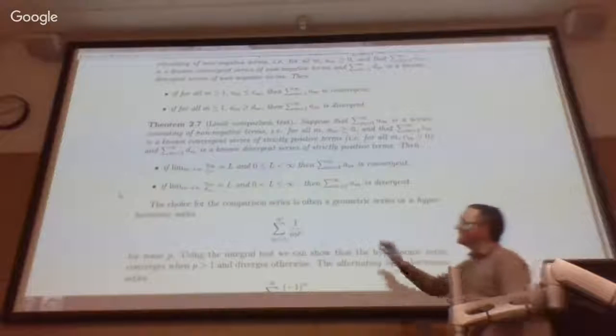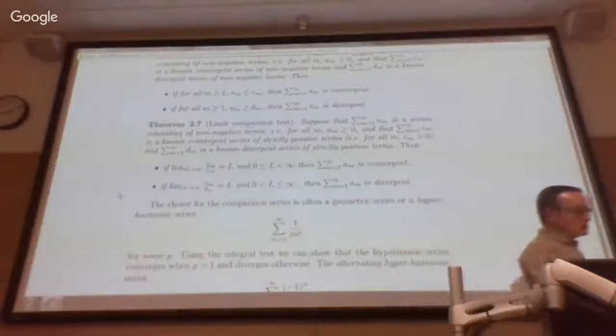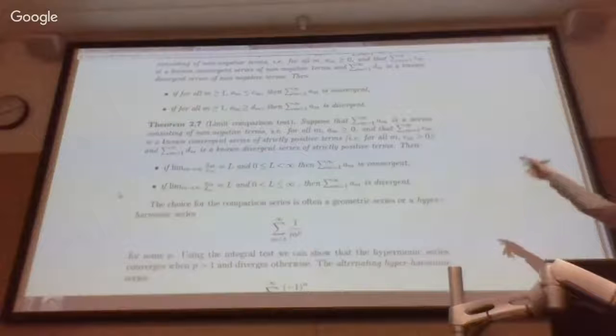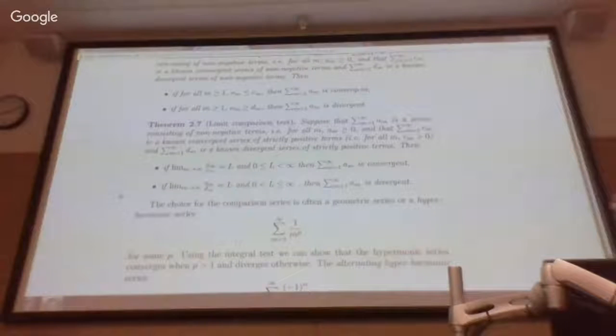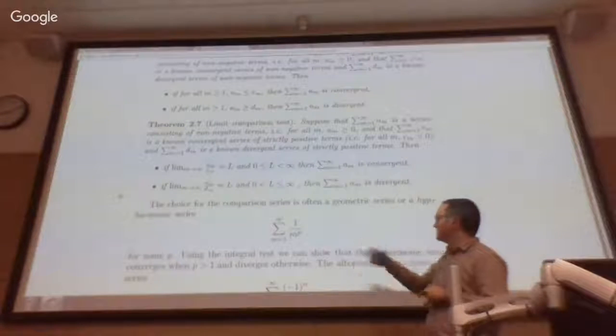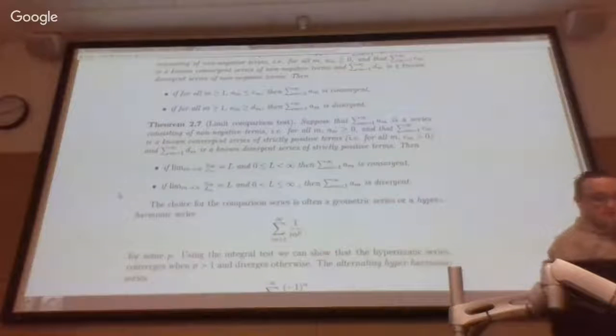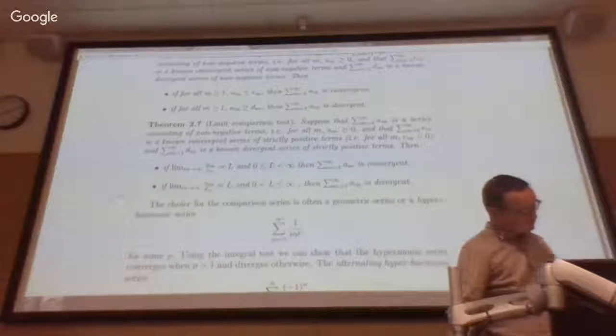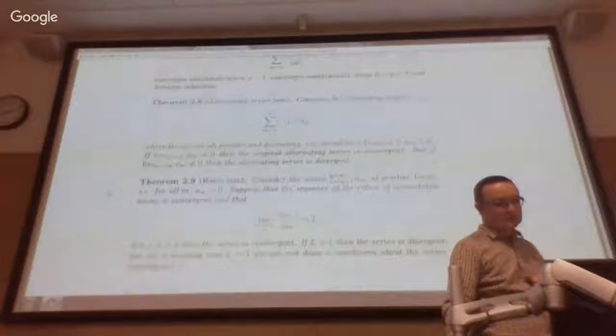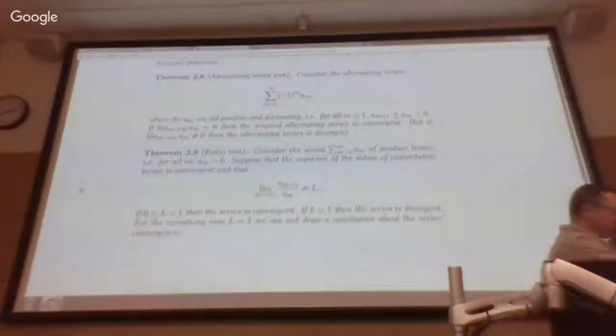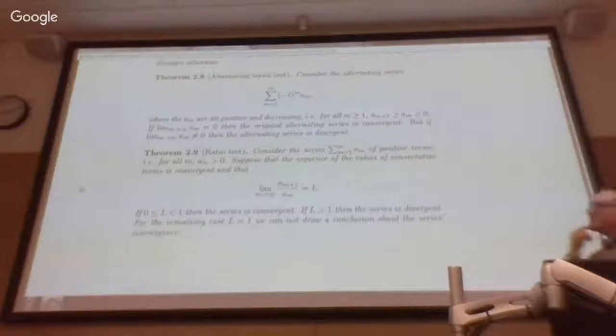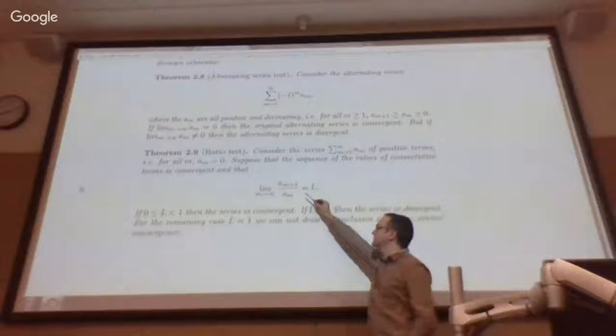As I say, very often the comparison series that we're using, the series which is taking the place of CM or DM, is going to be one of these hyperharmonic series. And we also looked last time at the ratio test. The ratio test is where you're comparing the series to itself, in the sense that you're looking at the limit of the ratio of consecutive terms from your series.